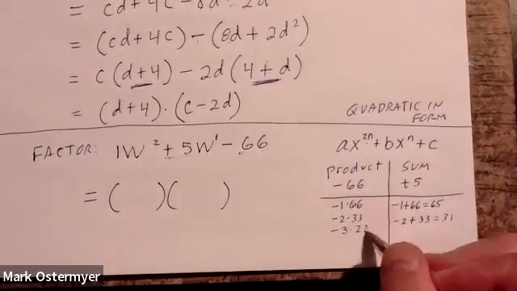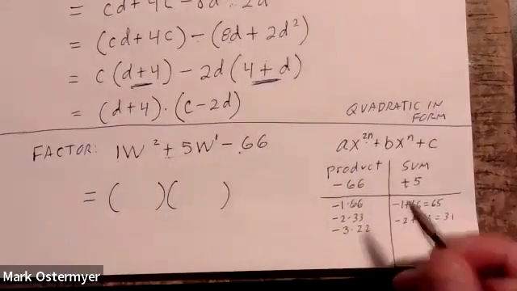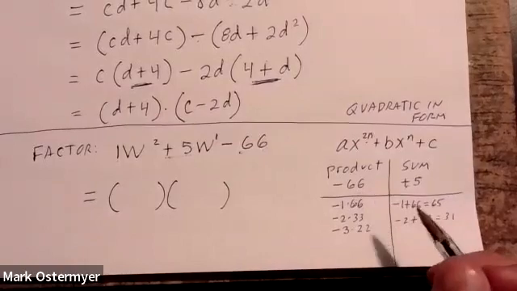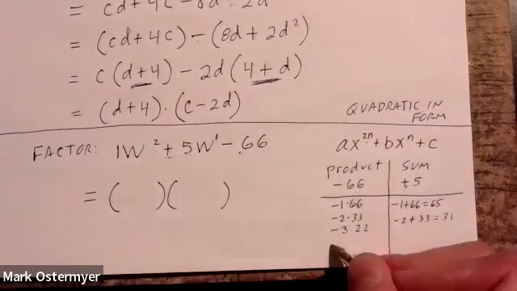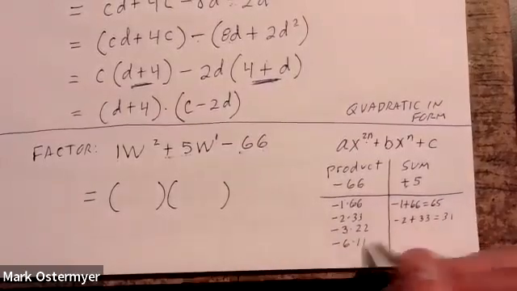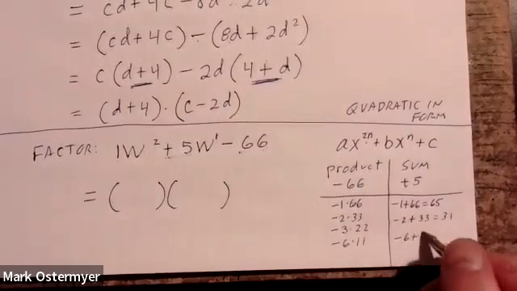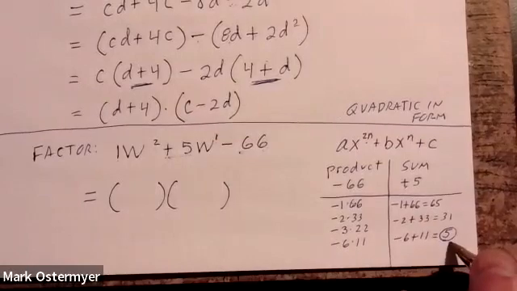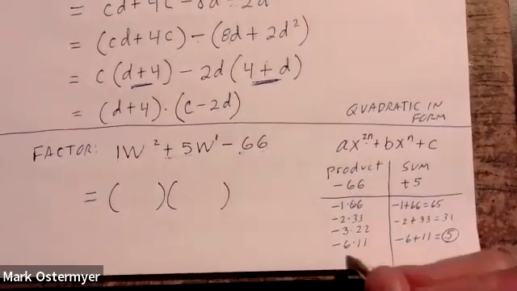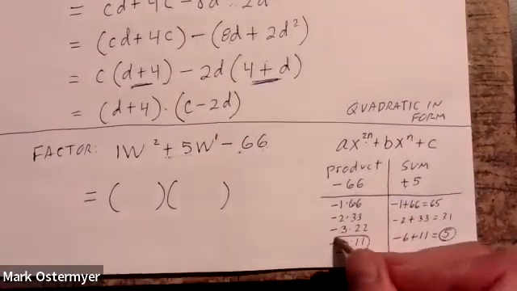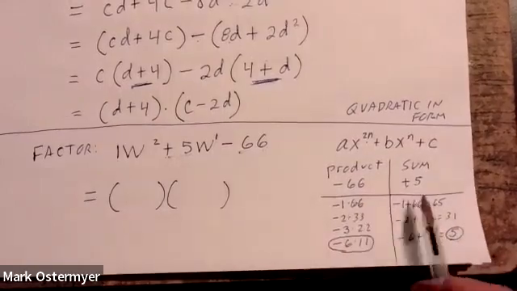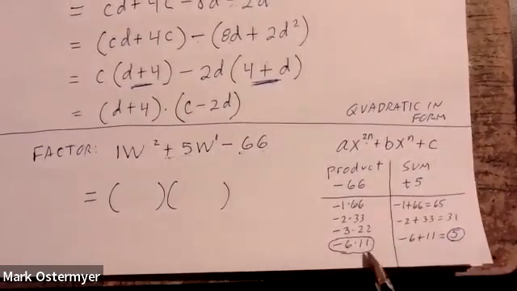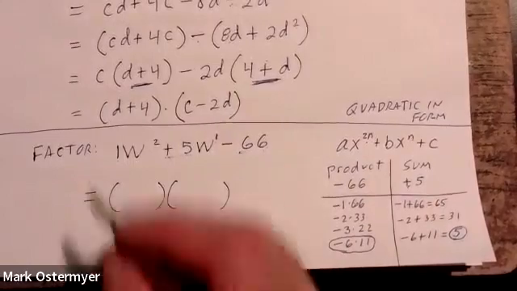-3 and 22, but these aren't going to add up to 5. 4 does not divide evenly into 66. 5 doesn't. 6 does. -6 and 11. And notice -6 plus 11 do add up to what we need, namely +5, the middle coefficient. And so therefore we found the combination of factors of the constant term -66 that sum up to the middle coefficient of 5. Being the case, we can factor our trinomial.